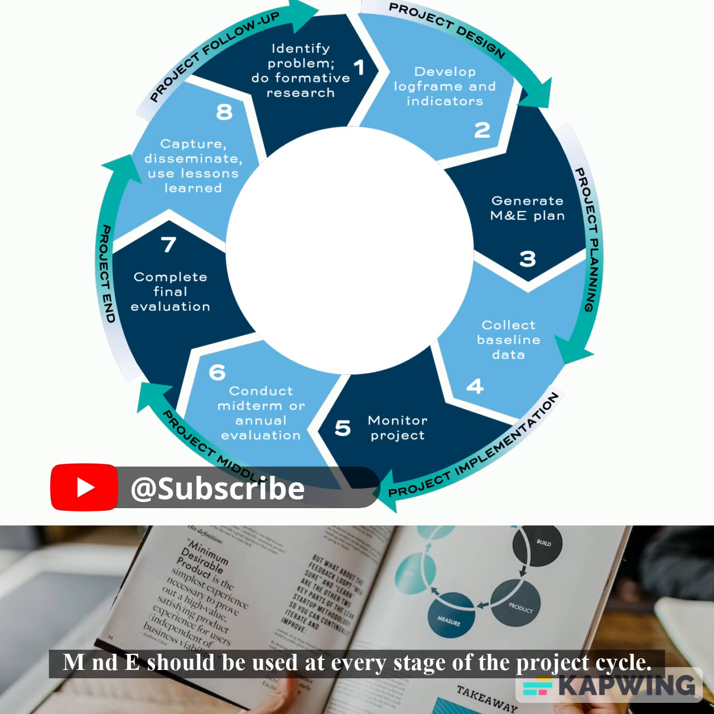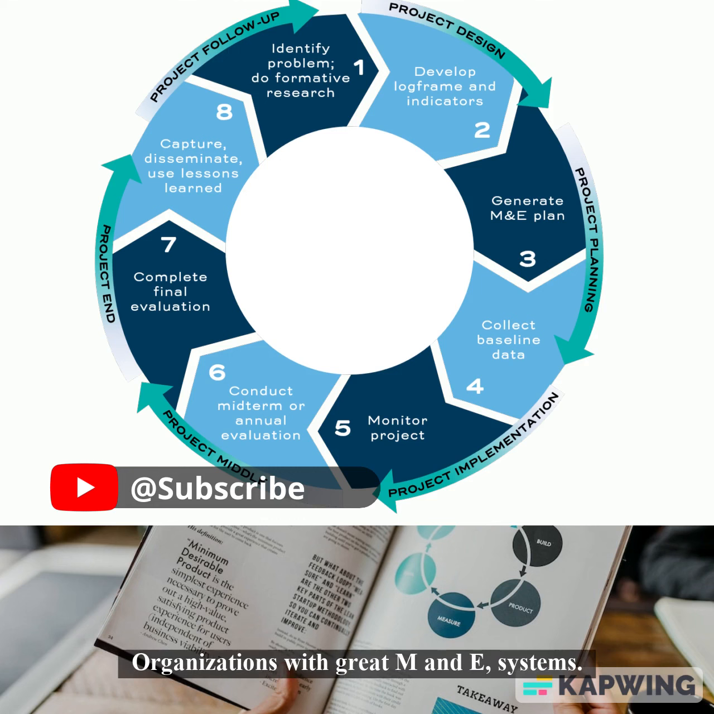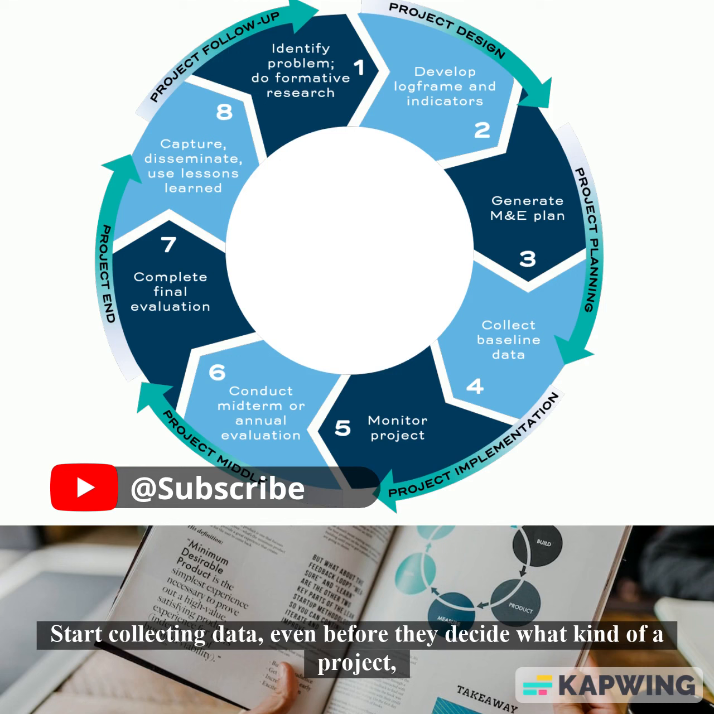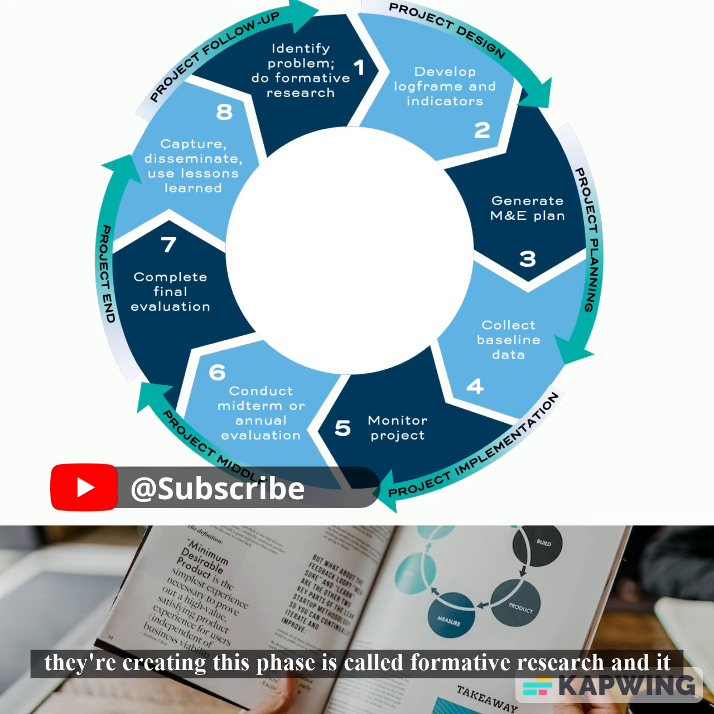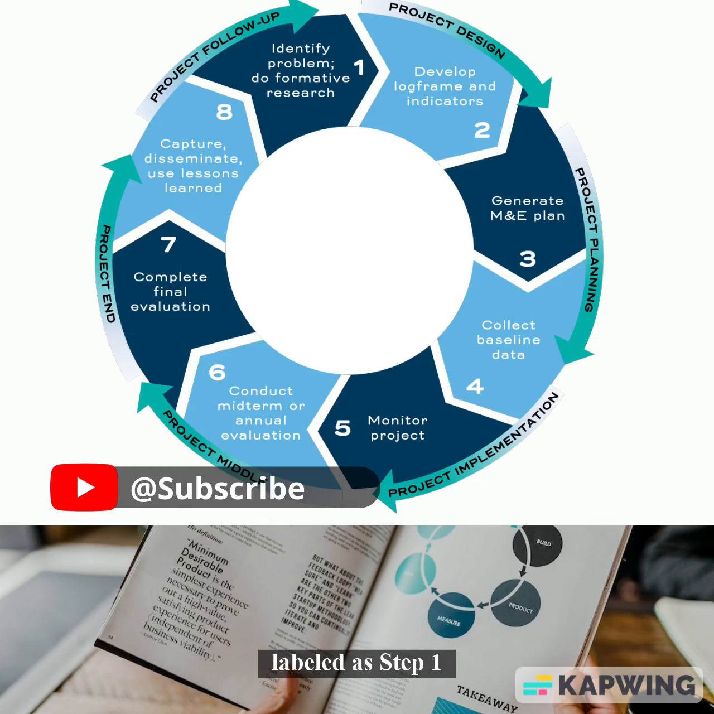M&E should be used at every stage of the project cycle. Organizations with great M&E systems start collecting data even before they decide what kind of project they are creating. This phase is called formative research, and it involves researching the problem that you would like to address. In the picture above, it is labeled as step 1.